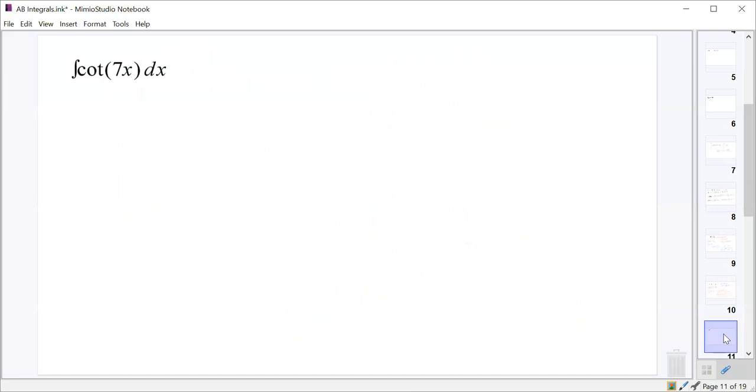Any thoughts on this one? U equals 7x. Okay, so if we try u equals 7x, then du is going to be 7dx. And I could definitely put a 7 in there and a 1/7 on the outside. But that's just going to give me cotangent u, isn't it? You know what the integral of the cotangent of u is? Is it on the formula sheet? Not a thing. It's not on the formula sheet.